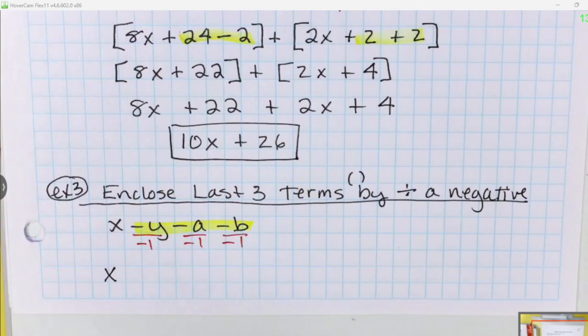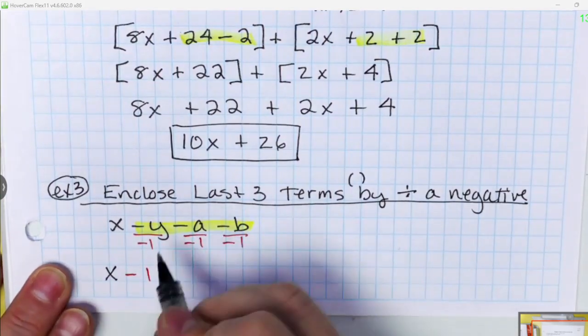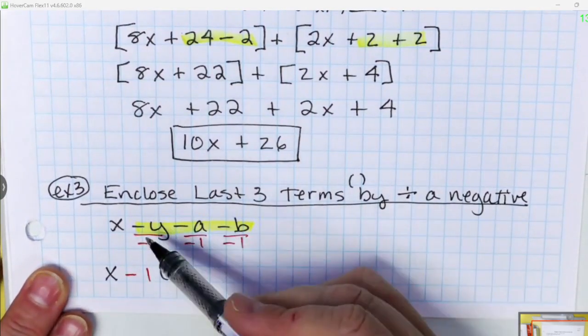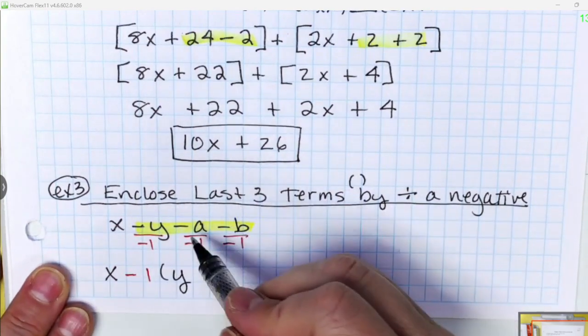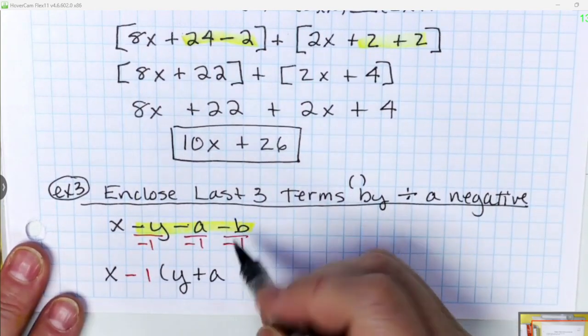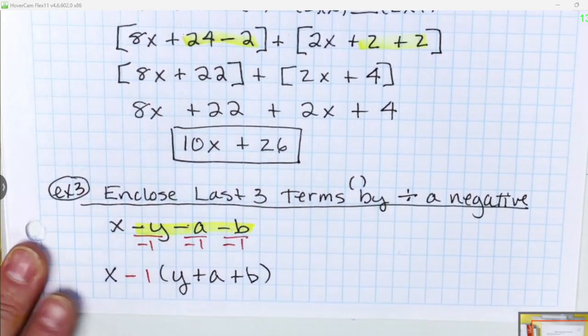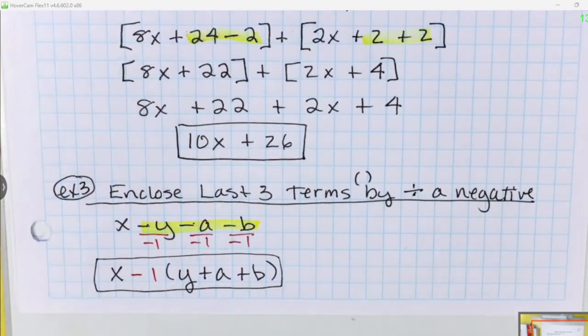This is easy. Remember we did factoring by reverse distribution? That's all this is. You're going to put the minus 1 out front, then you're going to do parentheses, and then you're just going to simplify. A negative divided by a negative is a positive y. A negative divided by a negative is a positive a. A negative divided by a negative is a positive b. And seriously, that's all they want you to do, is divide a negative one out of the last three. Piece of cake. That's all they want you to do.